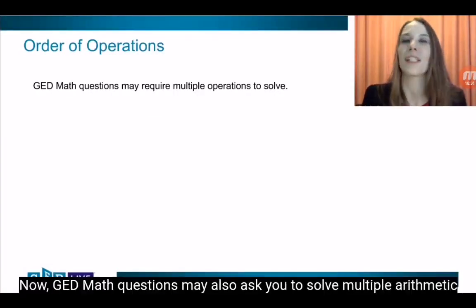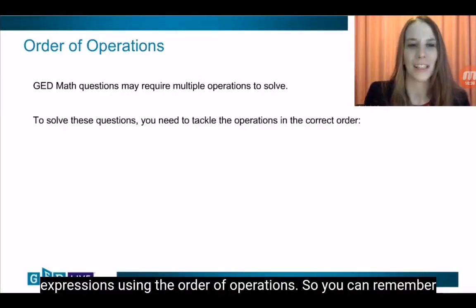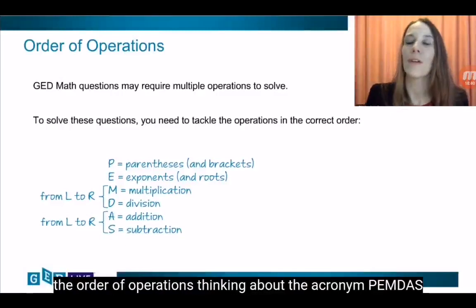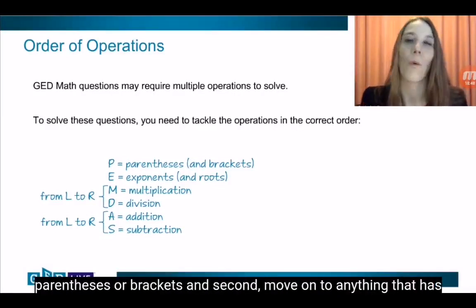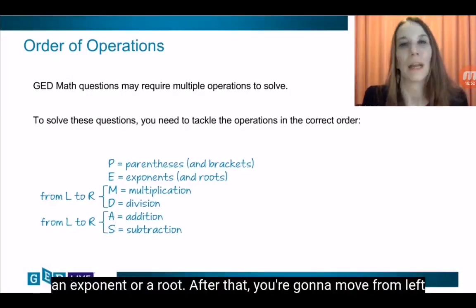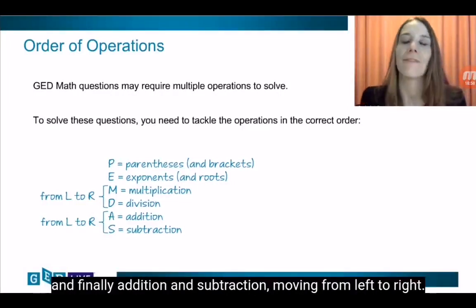Now, GED math questions may also ask you to solve multiple arithmetic expressions using the order of operations. So you can remember the order of operations thinking about the acronym PEMDAS, P-E-M-D-A-S. You always want to first evaluate anything inside parentheses or brackets, and second, move on to anything that has an exponent or a root. After that, you're going to move from left to right. So multiplication and then division, moving from left to right, and finally addition and subtraction, moving from left to right.